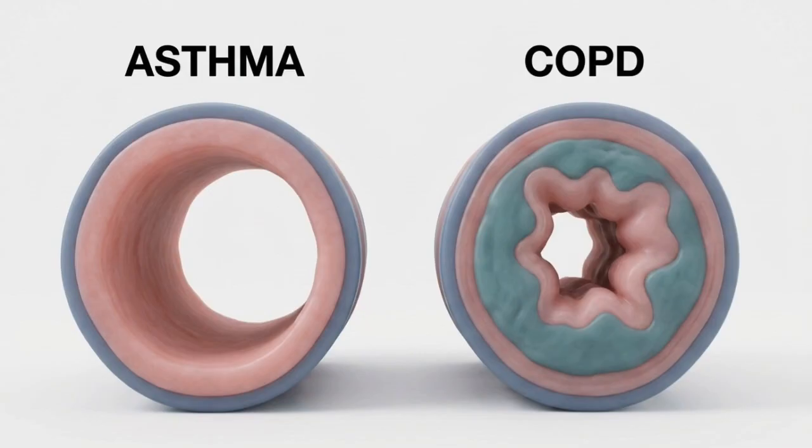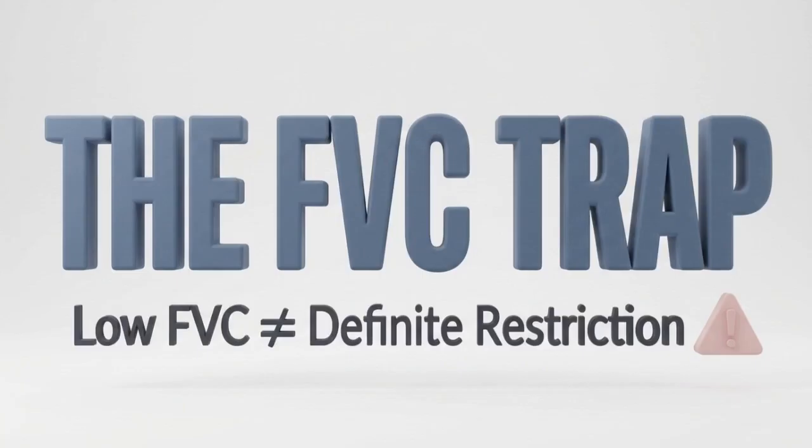For an obstructive disease pattern, we check for bronchodilator reversibility. If airflow improves significantly after treatment, it suggests asthma. In COPD, the airflow limitation is generally persistent and does not fully reverse. In the restrictive pathway, we must avoid the FVC trap.